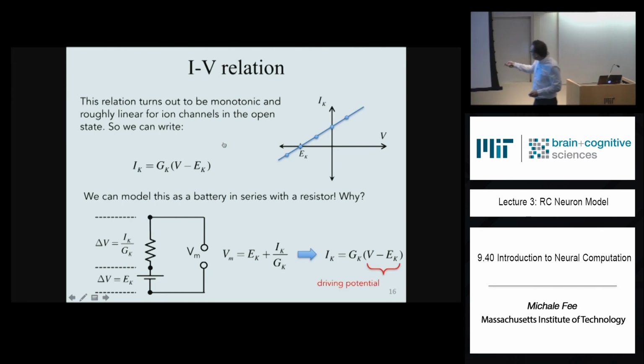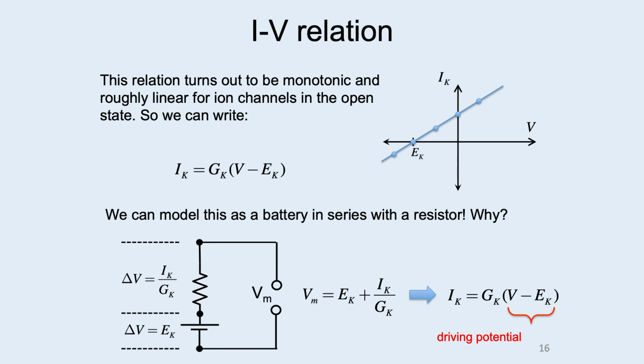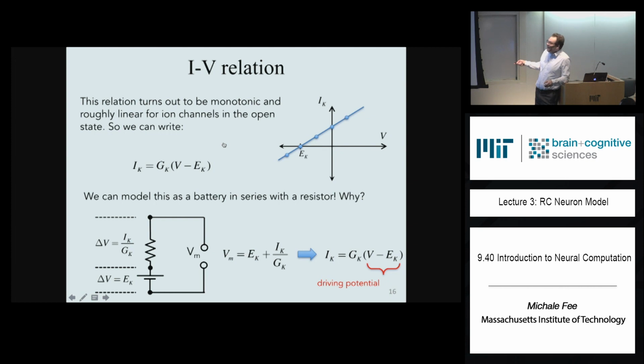This quantity right here, by the way, V minus EK, is called the driving potential. If V is equal to EK, then the driving potential is 0 and there's no current. Okay? The current through the channel is proportional to the driving potential. Okay?